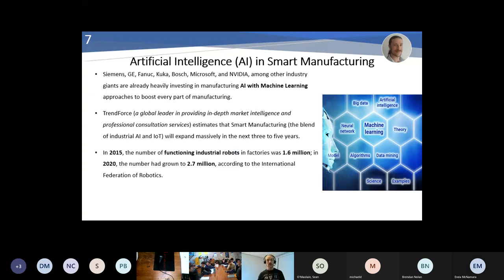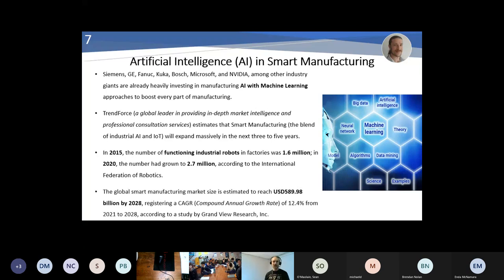In 2015, the number of functioning industrial robots in factories was about 1.6 million. By 2020, that number had grown to 2.7 million, according to the International Federation of Robotics. As you can see, we were only at 1.6 million in 2015 and only 5 years later up to 2.7 million. To be honest, that number would probably be significantly higher now if it wasn't for the pandemic, which put a strain on all the resources and slowed down the advancement of all of these things. But next year, it's going to kick back into gear again, and it's going to be ramping up massively. So you can see we're not talking about something new here. There's already a significant test case in these different companies.